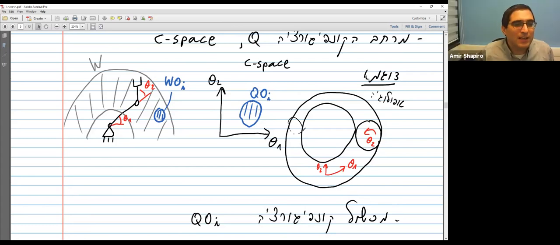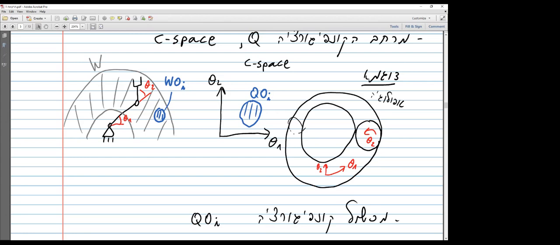And note that if the arm has 3 links, not only 2, then the workspace would be 2-dimensional, because this is still in the plane, but the configuration space will be 3-dimensional because we have 3 links. You understand? Yeah. Okay.